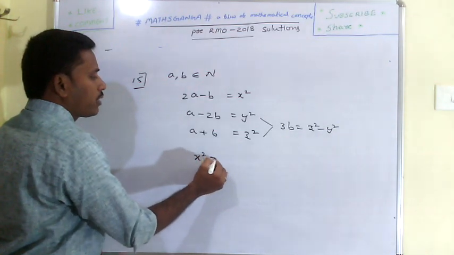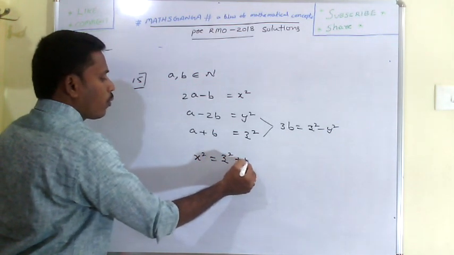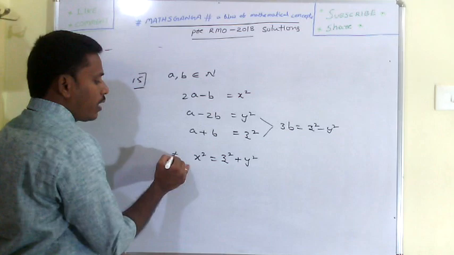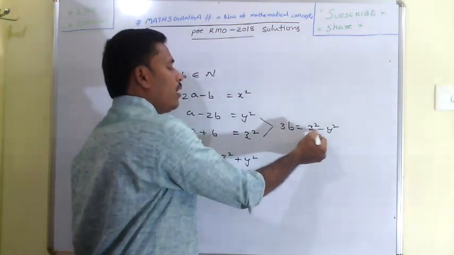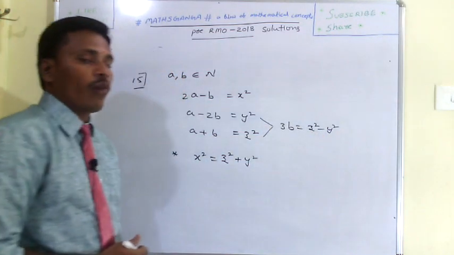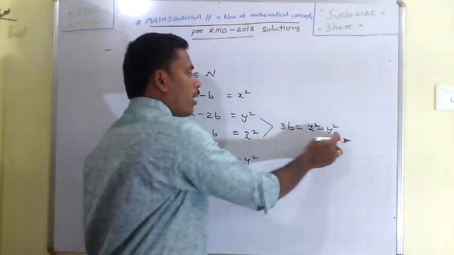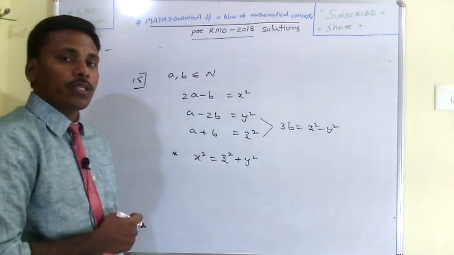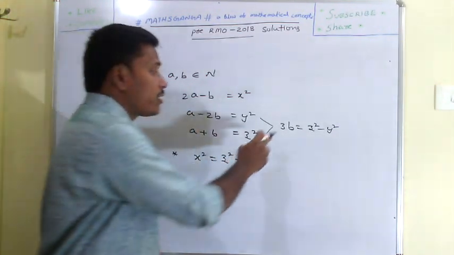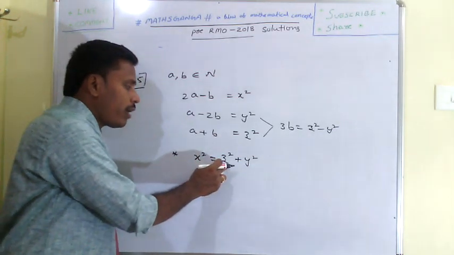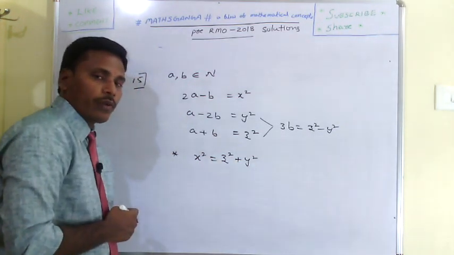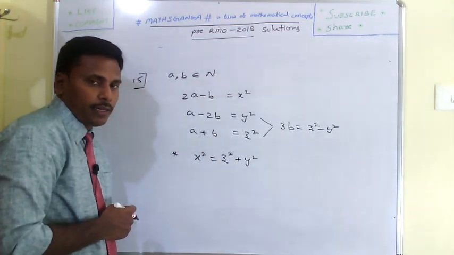So what I have, x square is equal to z square plus y square. So x square is equal to z square plus y square, and from this we need to calculate the minimum possible value of b. So nothing but we need to calculate the minimum possible value of z square minus y square such that the difference is a multiple of 3, since 3b is mentioned. See, if you observe, x square is equal to z square plus y square, it looks like a Pythagorean triplet.